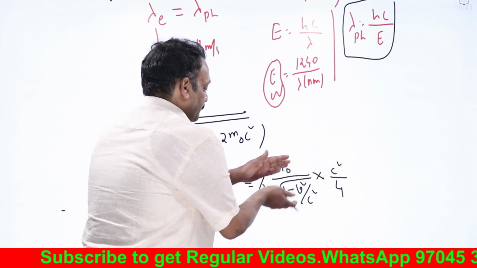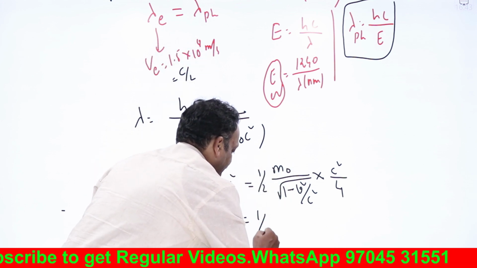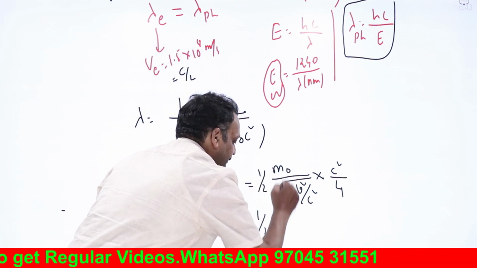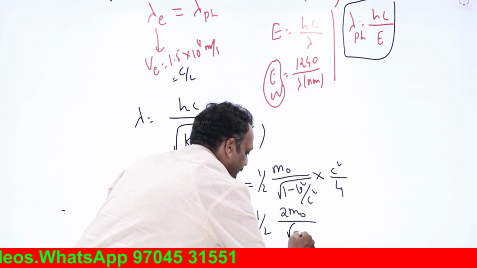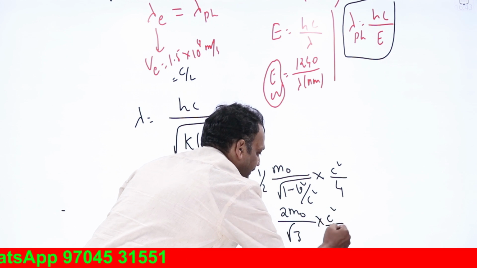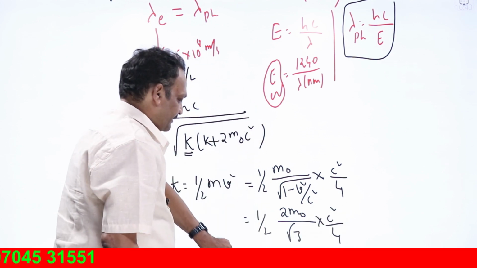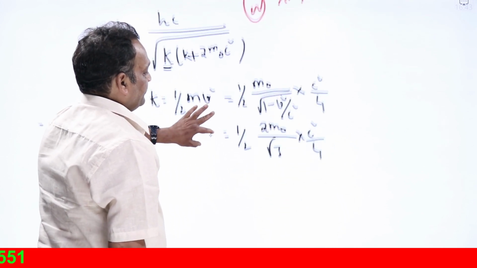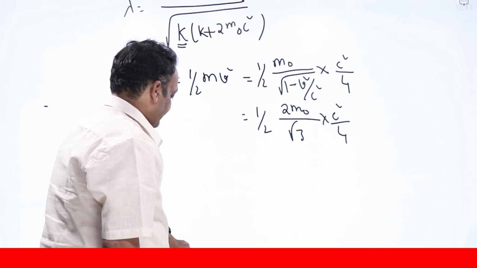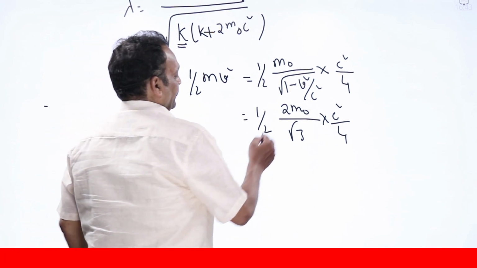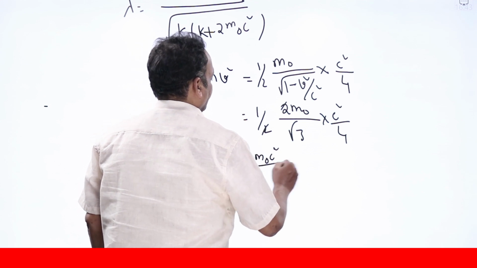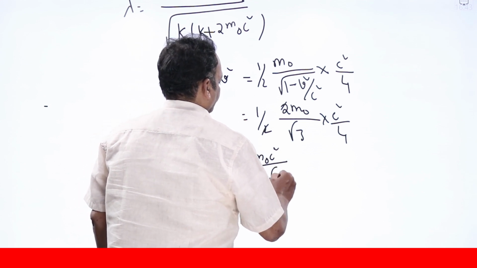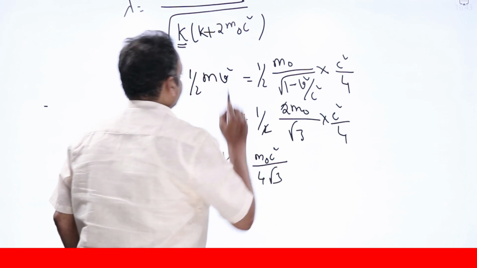So this becomes, the 2 goes up, and I'll write like this, 1 by 2, 2m naught by root 3 into c square by 4, into c square by 4. This is the relativistic kinetic energy expression of the electron. So this 2 and 2 get cancelled. It is nothing but m naught c square by 4 root 3. This is the kinetic energy expression.